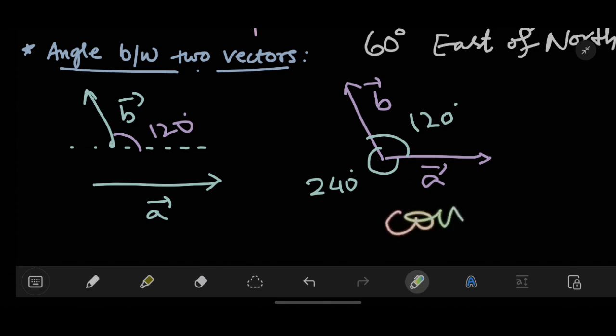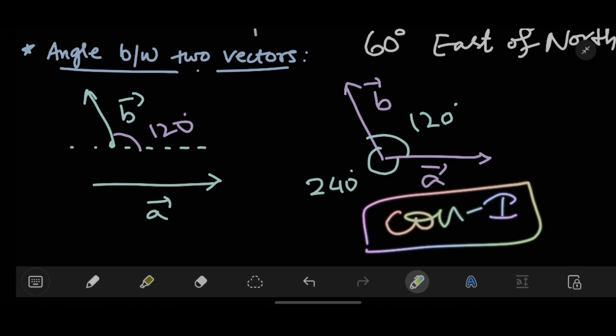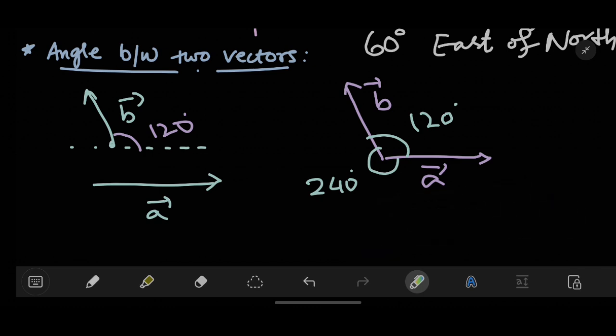Don't forget to watch that video. If you don't watch that video and only watch this, you will not understand anything. Co-initial vectors are nothing but vectors which start from the same initial point. What we have to do is treat them as co-initial, that means join their two starting points, and then the angle between them after joining will be the angle between the two vectors.